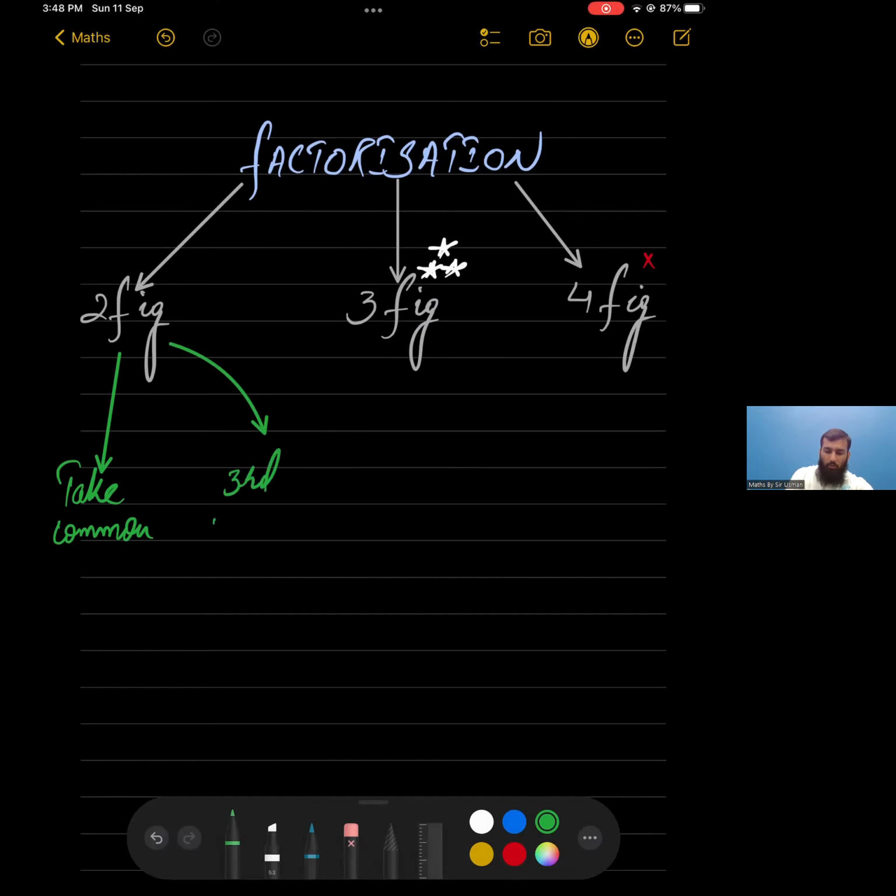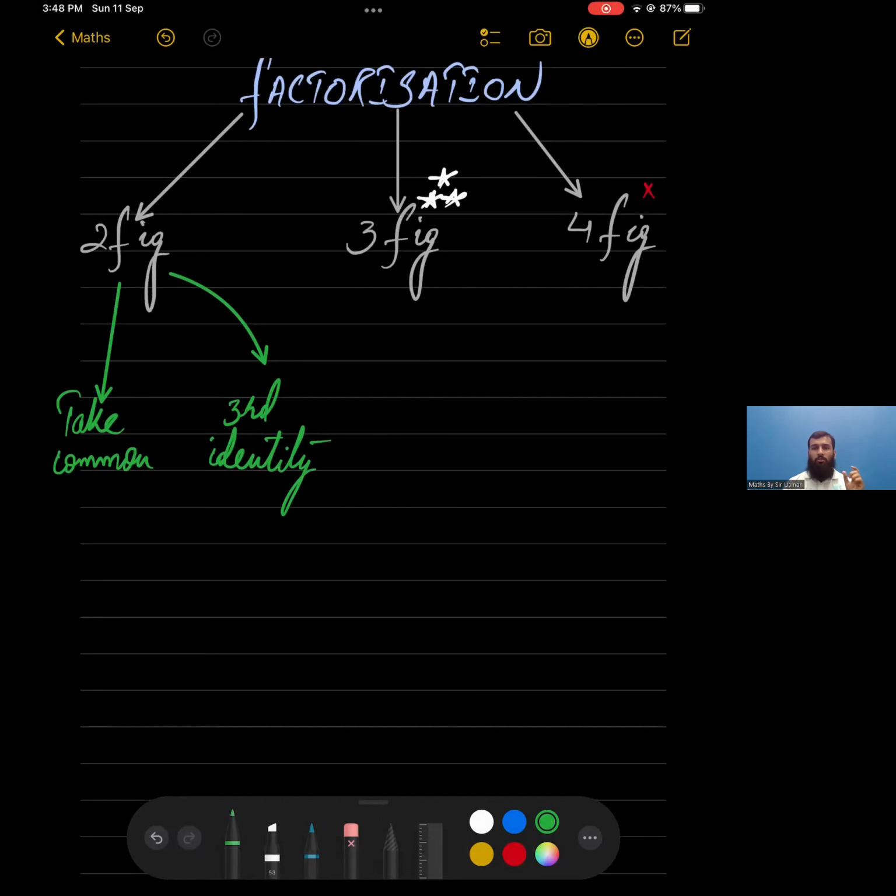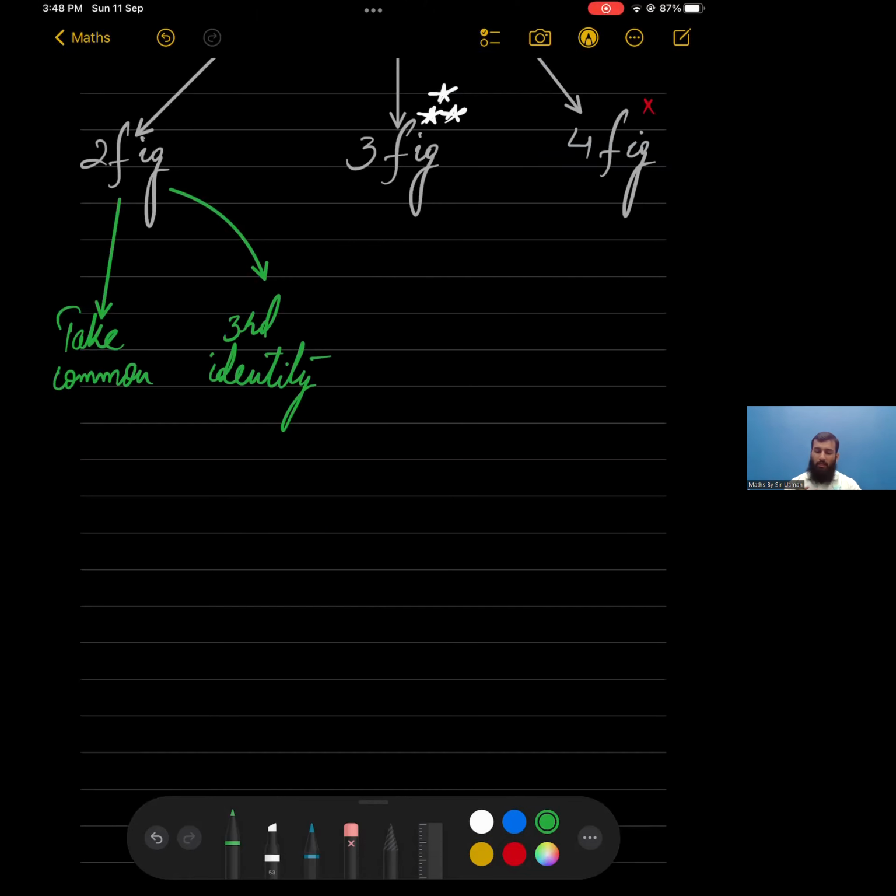तो अगर आपको याद हो, I told you a couple of times कि third identity कहाँ पे यूज होती है फैक्टराइजेशन में, फर्स्ट और सेकंड आइडेंटिटी कहाँ पे यूज होती थी एक्सपेंशन में. So the third identity is generally used for factorization of 2 figures. तो जरा 2 figures का एक क्वेश्चन देख लेते हैं.